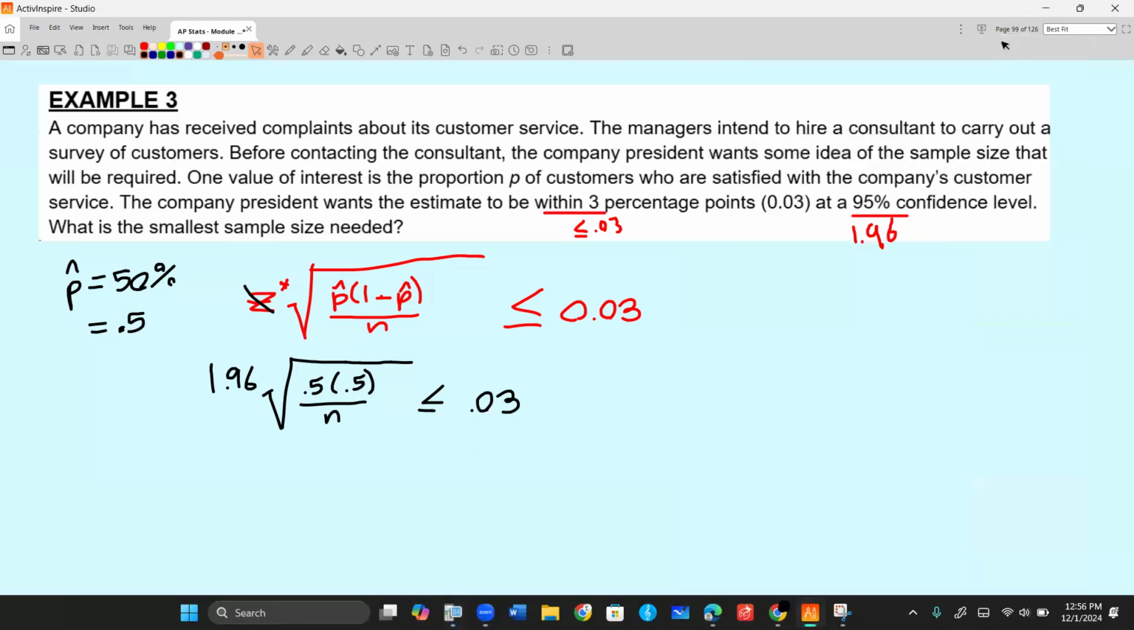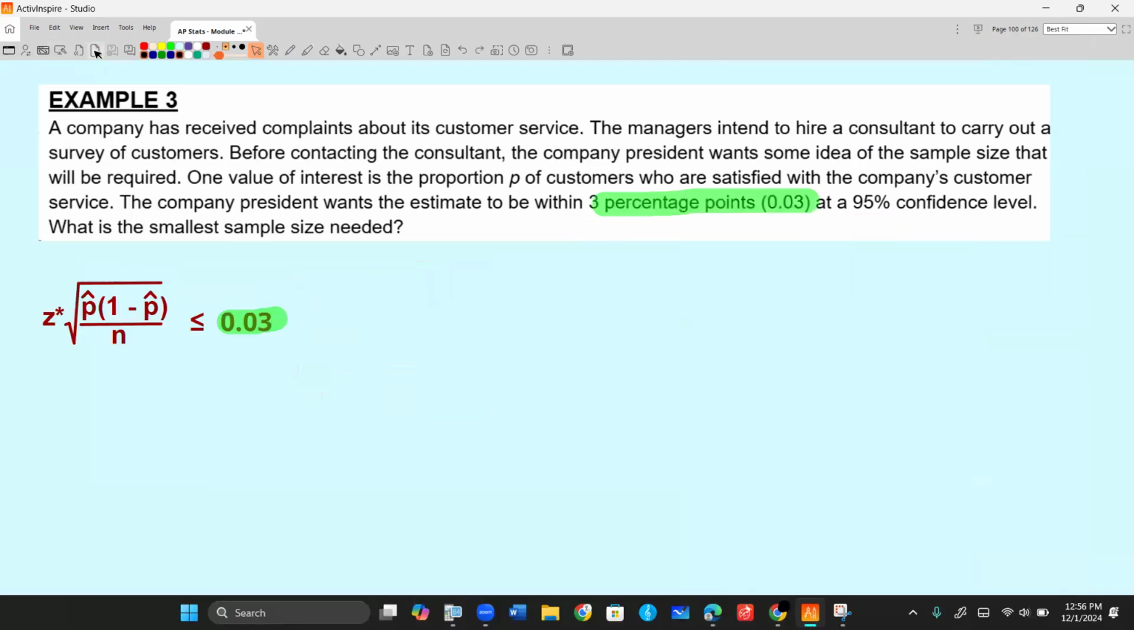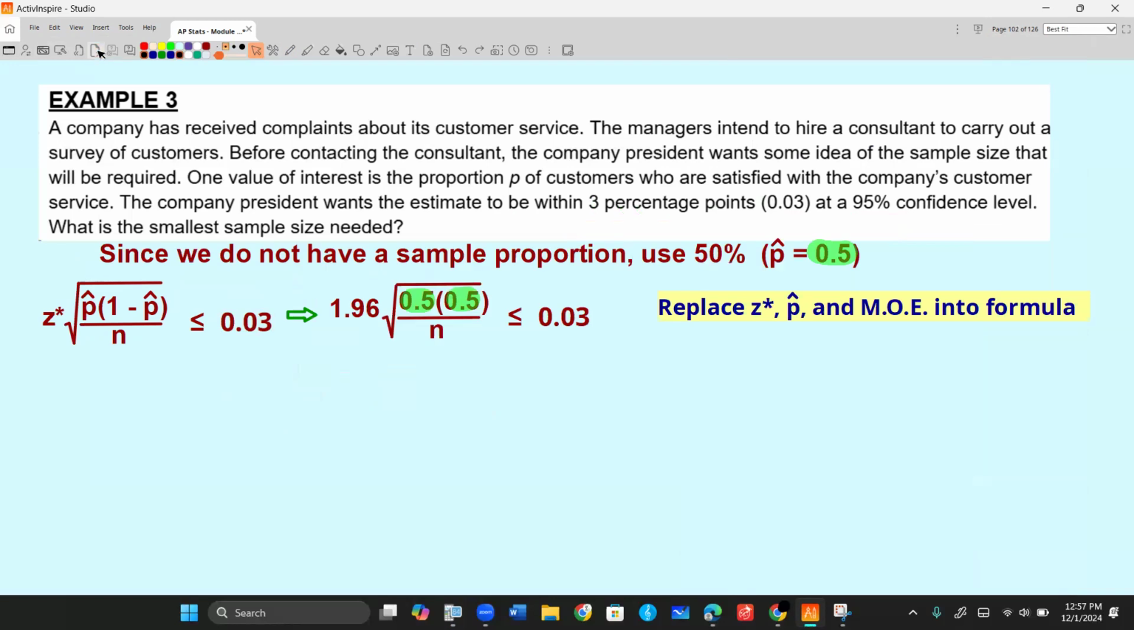Now that's a lot of trial and error. So I have a way that can solve it for you, but this is going to be a process and you have to remember how to do it. All right, so here it goes. First, you plug your 3% into the formula. Second, you identify your Z star, your P hat, your MOE. Remember, if you're not given a P hat, just use 50%. We're going to plug in our 1.96, our 50%, and our 0.03 into the formula.